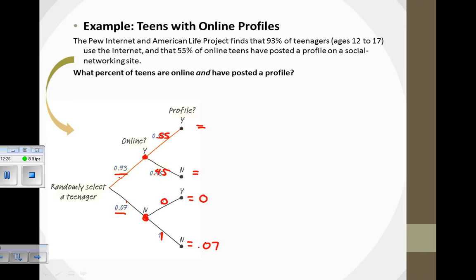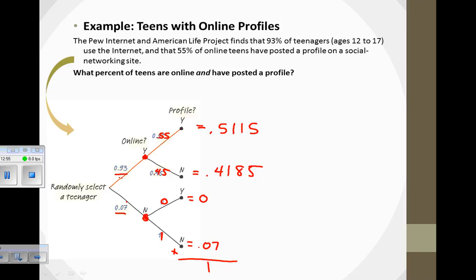So what are these probabilities? Well, you would take 0.93 times 0.55, and this is 0.5115. In this one, you'd go 0.93 times 0.45. This is 0.4185. When you add all of these probabilities on the right together, what should you get? 1. Okay.